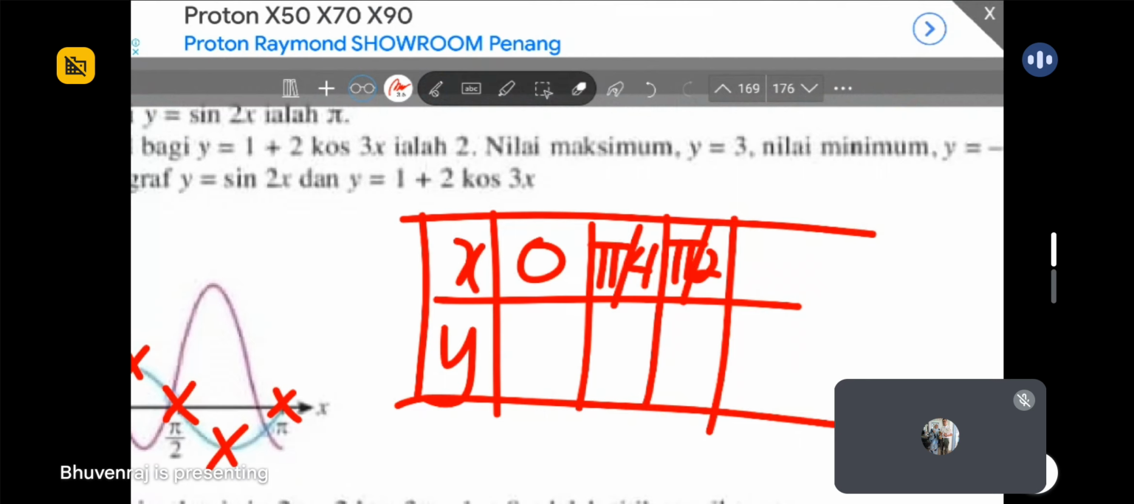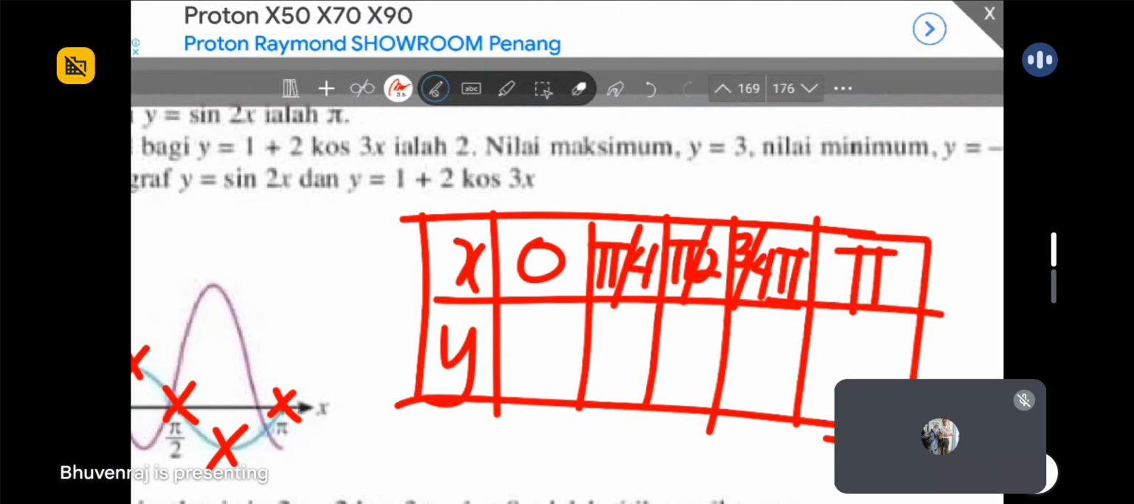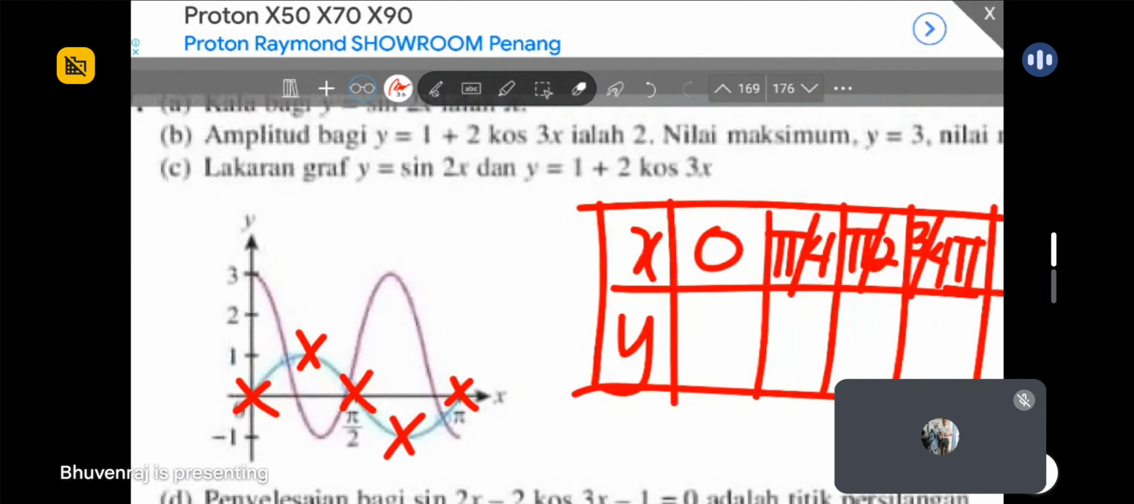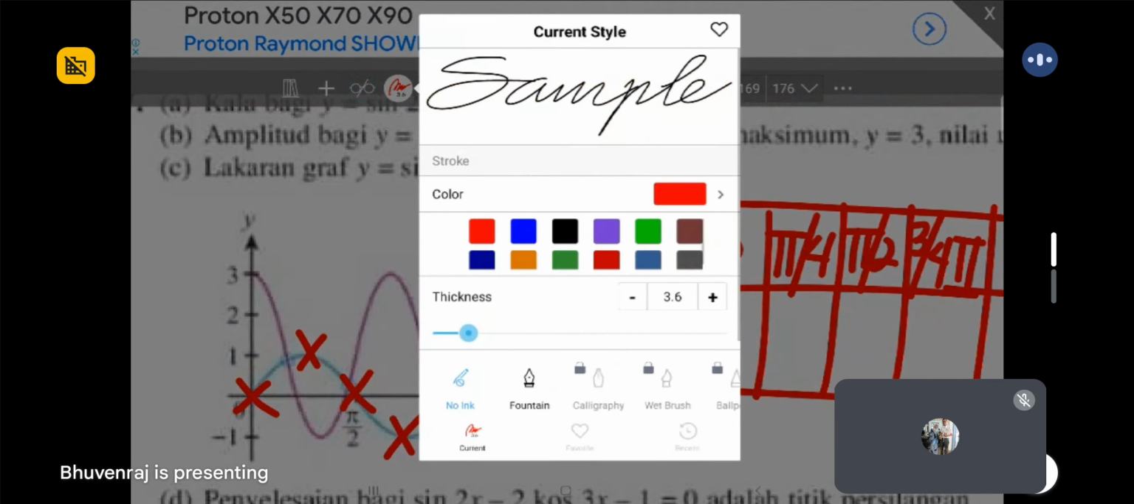You will use these values only. So again, it's still 5 points, 5 titik juga. But just the value is different. So I divide like this. Okay, then you just plot the values for the two graphs. So two different tables. Dua jadual yang berbeza.